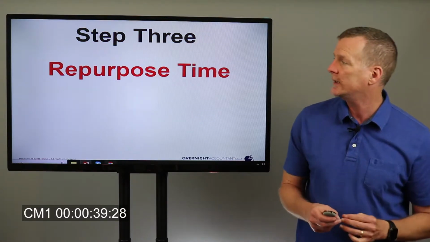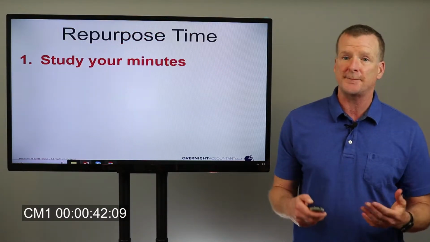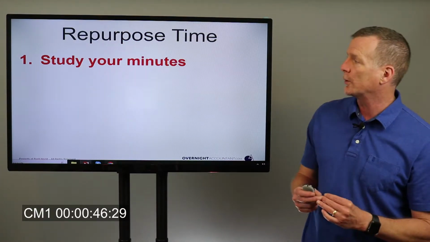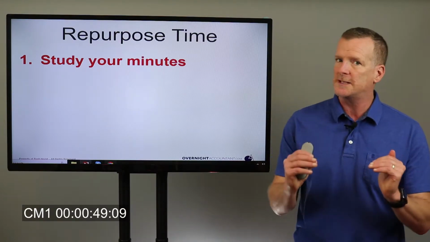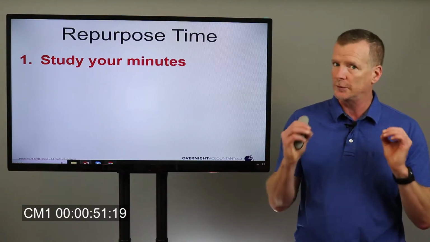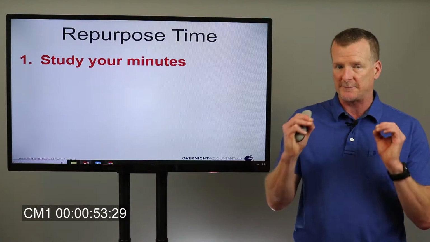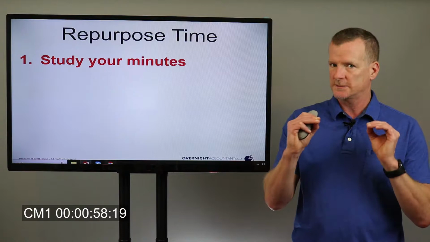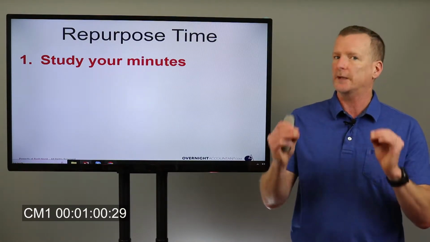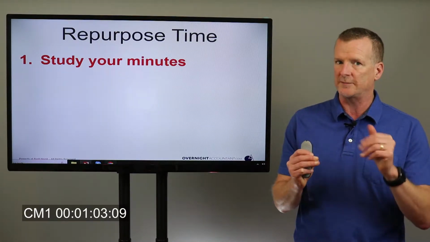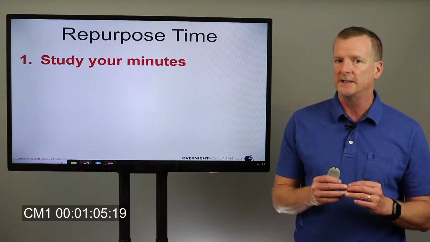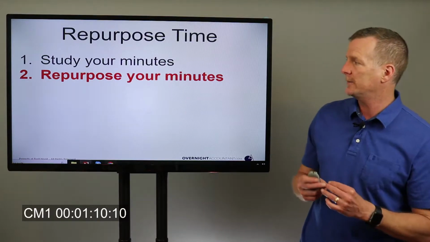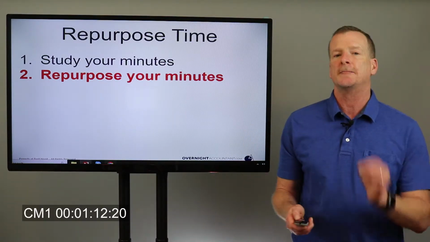Let's talk about step number 3, repurposing time. Now, this step actually has 2 sub-steps within it. First, and it's really simple, but it's really about forming habits. So, it's a little more difficult than it may seem. It's about objectively looking at yourself and changing your behaviors, which seems simple on the surface, but it can be fairly difficult. So at the end of this lesson, I'm going to have a couple more resources for you that will hopefully help you to repurpose your time. Once we study our minutes, then we're simply going to repurpose our minutes. So let's go into this.